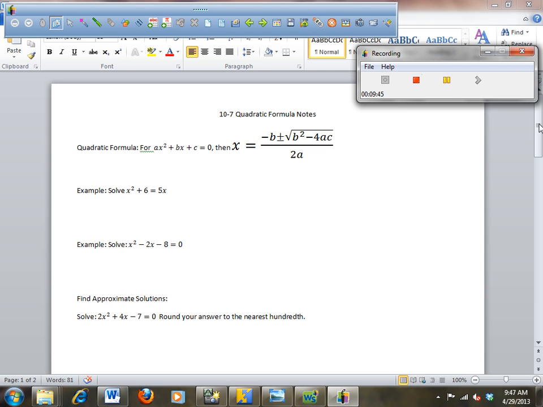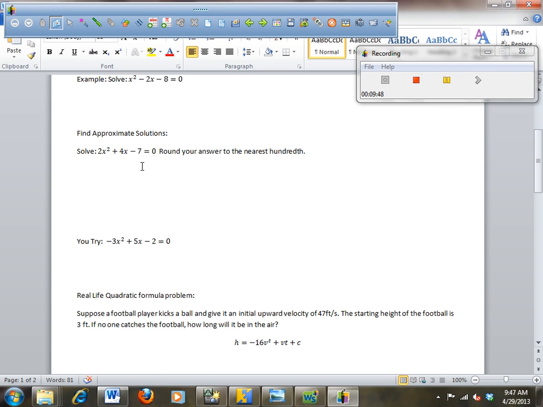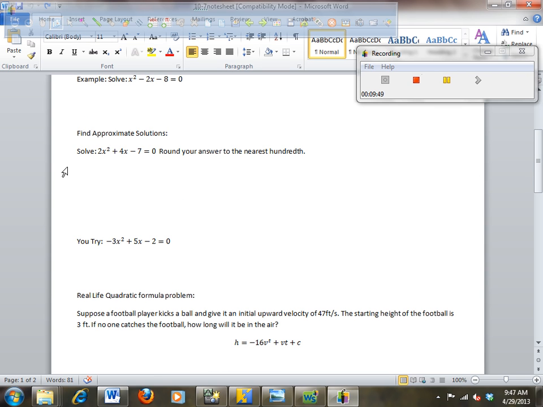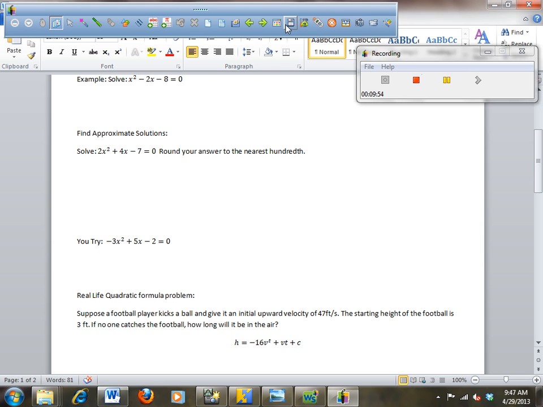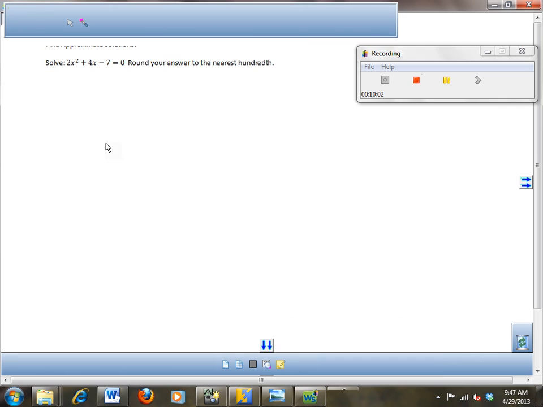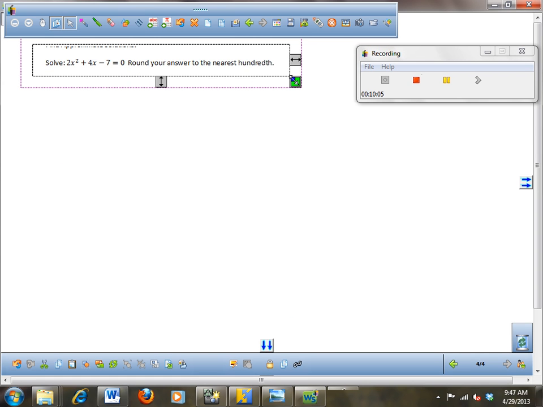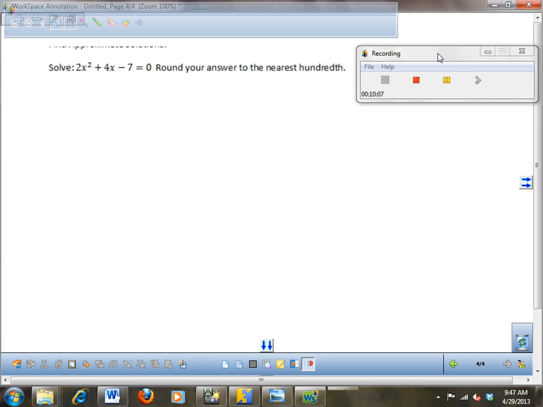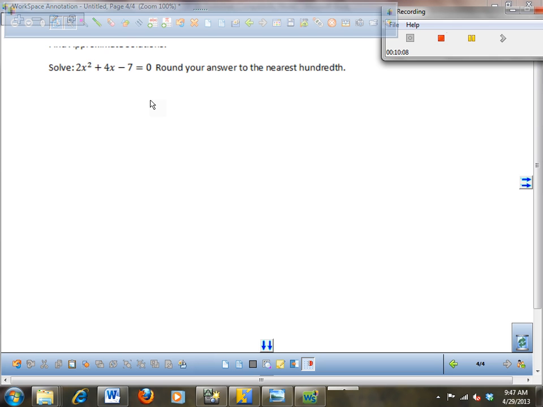Let's hit record. So the reason quadratic formula is really useful is when you have x values that aren't exact numbers or even rational numbers, like 1/2 or 3/4 and stuff like that. So round your answer to the nearest hundredth. Alright? So again, all you're going to do is plug into the formula.